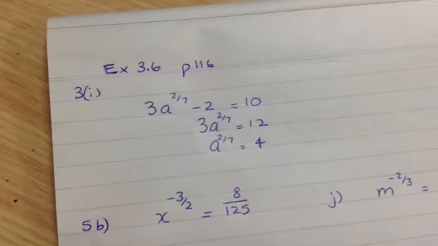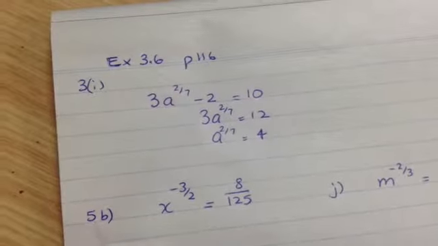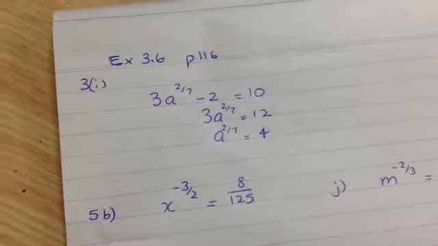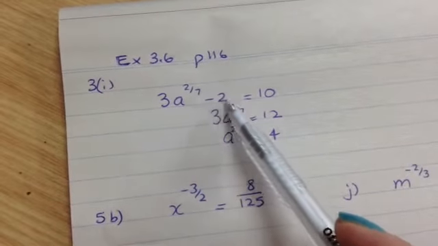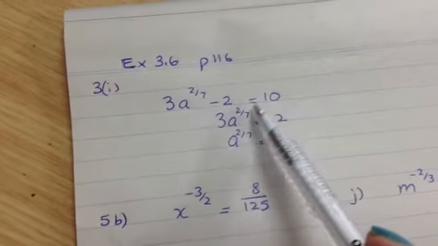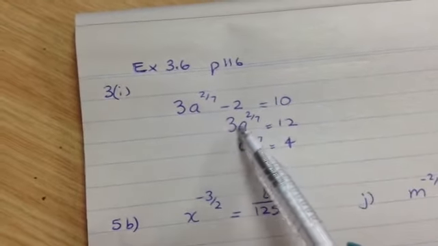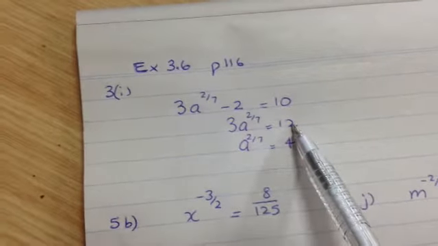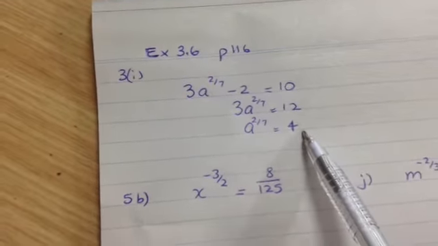Okay, here are some questions you might want to know how to do from exercise 3.6 on exponential equations. First one I'm showing you is 3i. You have 3a to the 2/7 minus 2 equals 10. I've done some of it so far, so I've added 2 to both sides. I get 3a to the 2/7 equals 12. Then I divide by 3 on both sides and I get a to the 2/7 equals 4.